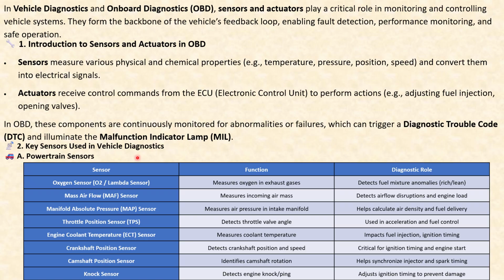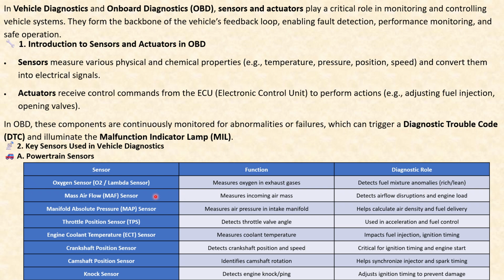For example, in the powertrain vertical, what are the various sensors, what are their functions, and what are their diagnostic roles? Let's see in the table below. First is the oxygen sensor, which measures oxygen in exhaust gases. It detects fuel mixture anomalies.